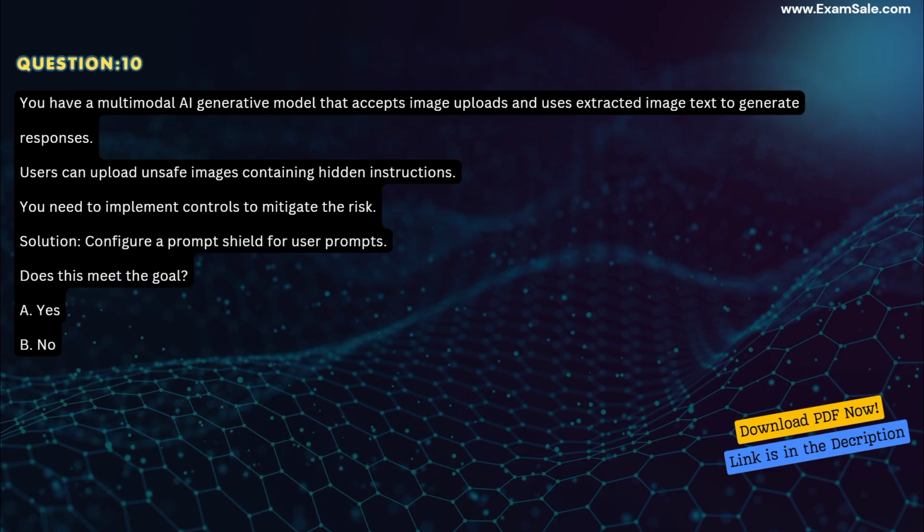Question 10. You have a multimodal AI generative model that accepts image uploads and uses extracted image text to generate responses. Users can upload unsafe images containing hidden instructions. You need to implement controls to mitigate the risk. Solution: configure a prompt shield for user prompts. Does this meet the goal? A. Yes. B. No. Correct answer: B.